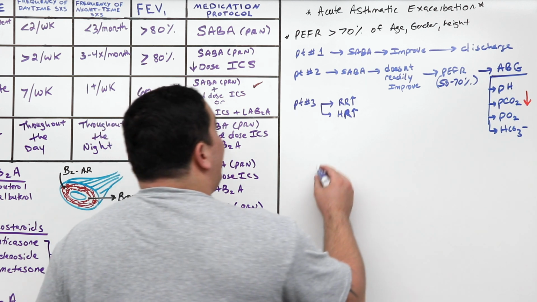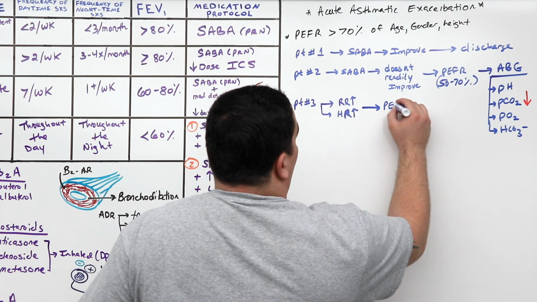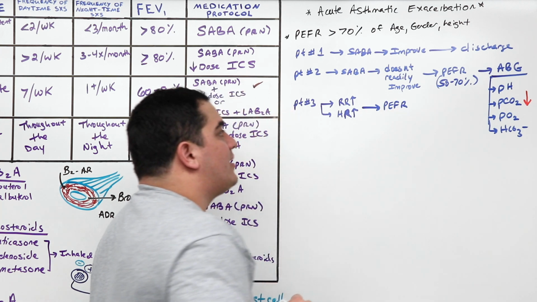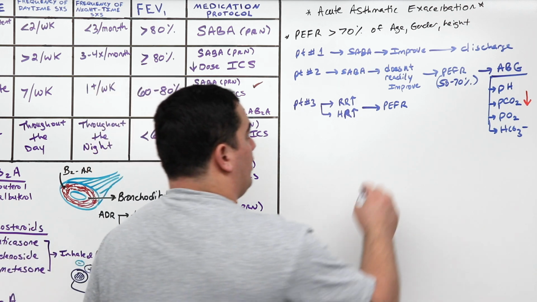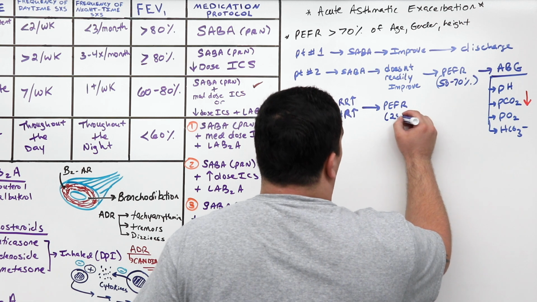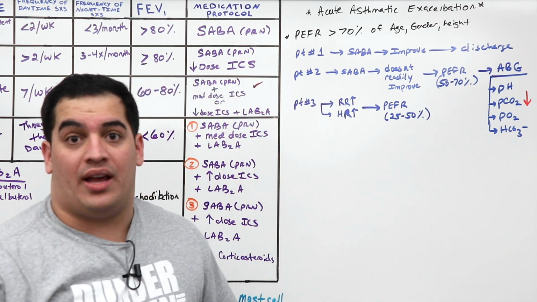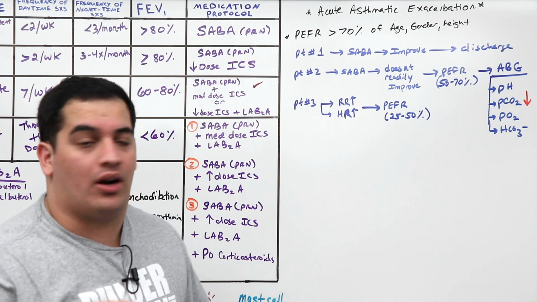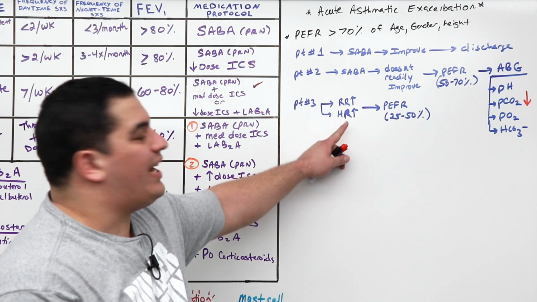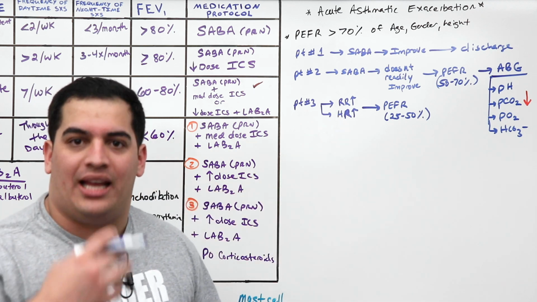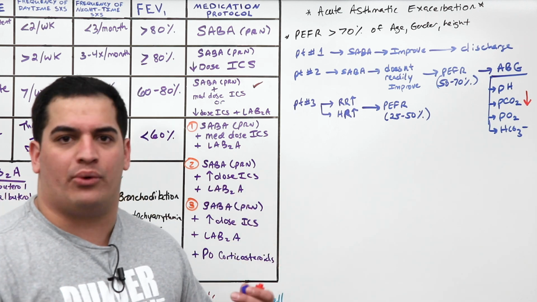You do a peak expiratory flow rate, and let's say that it is between 25 to 50%. That is bad, okay? This is usually the point of severe asthma. So we find out that they have an elevated respiratory rate, an elevated heart rate, and they're having a hard time talking. They can't complete sentences because they are having such a hard time breathing.